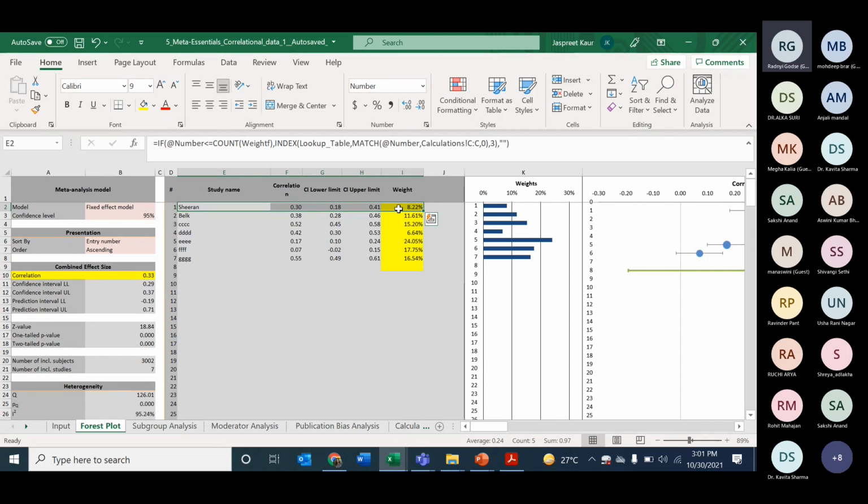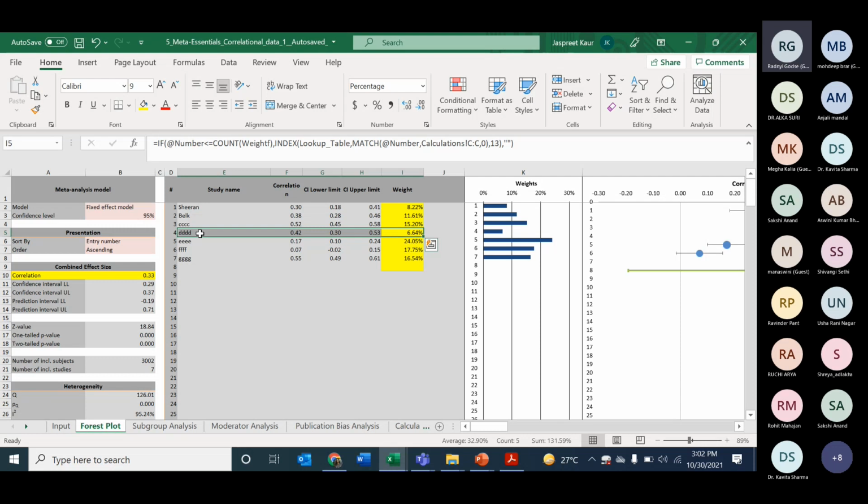Now, you might be thinking that why such a high weightage to say study number 5. So I've just highlighted study number 5. It stands with the highest weightage of 24.05%. On the other hand, study number 4 stands with the smallest weightage of 6.65. Now you must be thinking, what is the basis of giving this weightage?